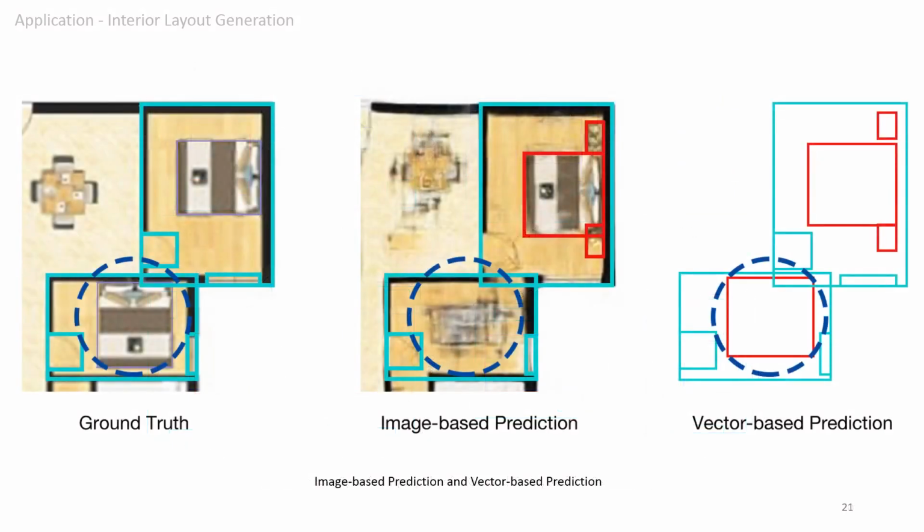This figure shows the comparison of the results between the image-based network and our vector-based network. For the upper bedroom, both networks generated two bedstands, which is different from the original design. However, for the lower bedroom, the image-based network outputted a noise image, while our vector-based network returned a rectangle showing the position and size of the bed. This demonstrates the stability of our vector-based network.